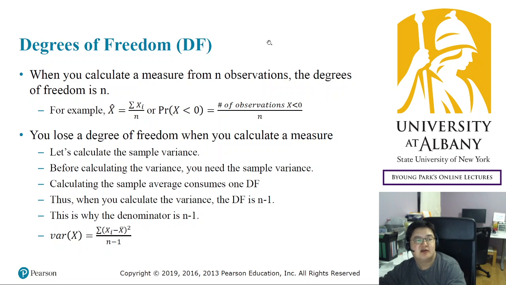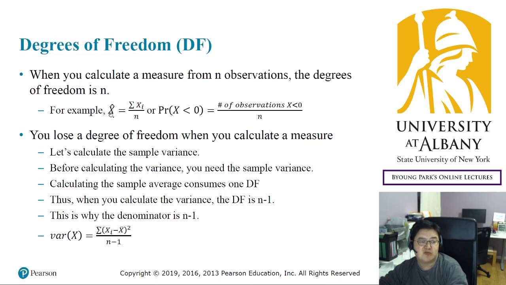Then to explain that, it is useful to define the degrees of freedom in statistics. It is not a rigorous argument, but a quite commonly used intuition in many textbooks and many classes. So let's think about this. When you calculate a measure from n observations, then the degrees of freedom is n. So you are using n observations, so we call that degrees of freedom equal to n.